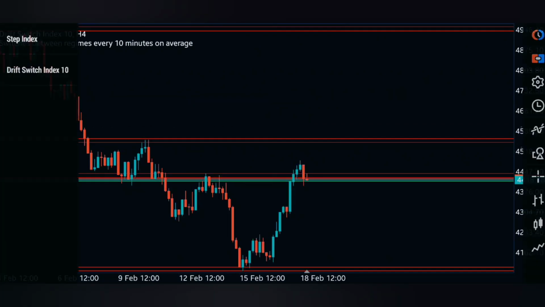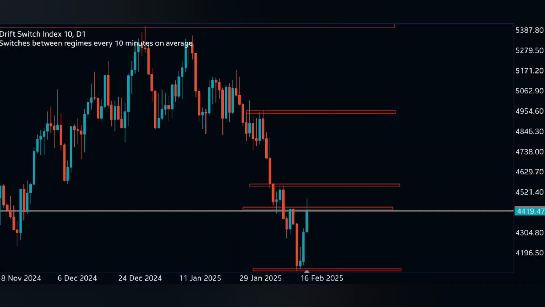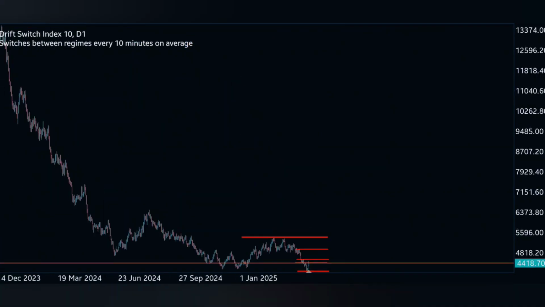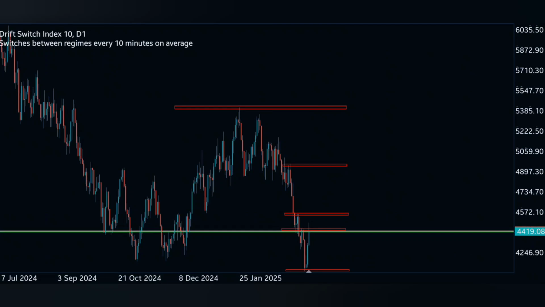For Drift Swift Index, starting from the daily, if you zoom out, you can see it is all bearish. So I've marked the high of the daily and the low of the daily. Why is this the low? Because that's taken out this low over here. So that's why it's on that.